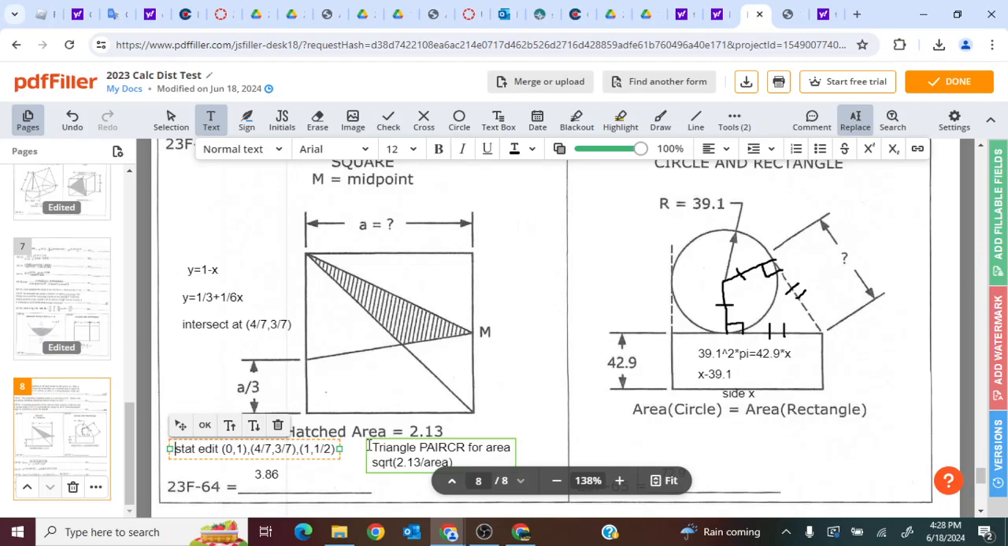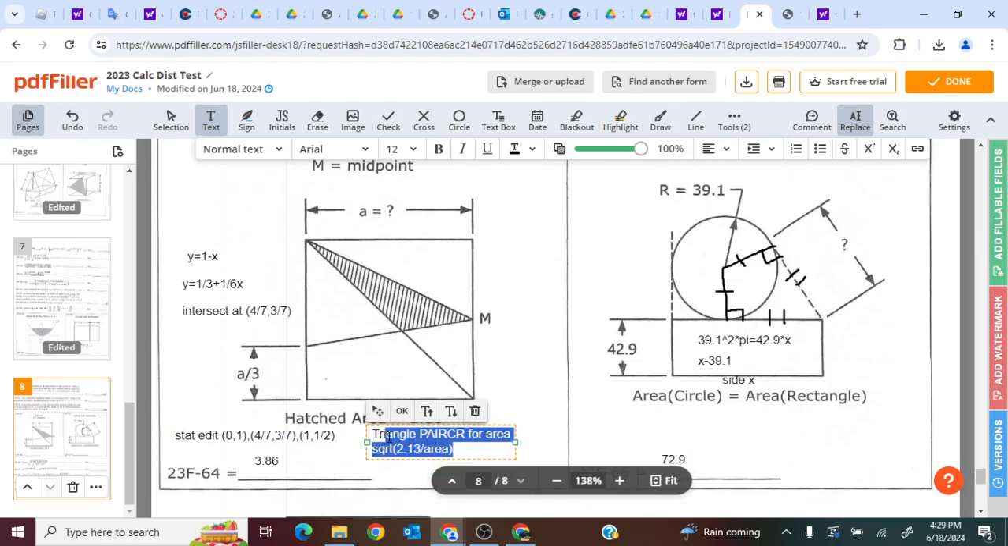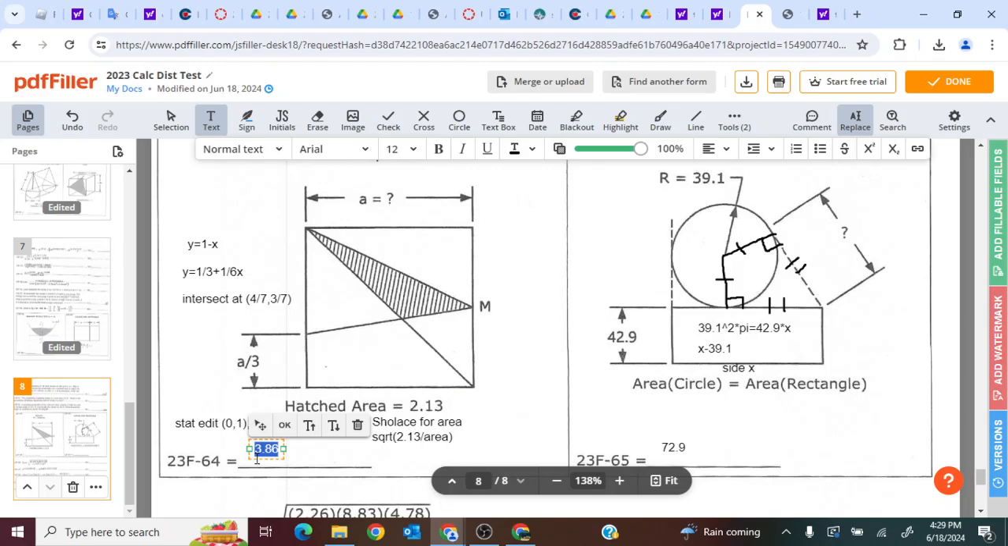Then you will use the shoelace program. You can go to Program, Polygon, 3 sides, and Shoelace. You don't use triangle pair circ. You use shoelace. So once you have that, since area is based on side squared, you got to take the square root of the actual area, 2.13, over your predicted area if A was 1. And if you do that, you get a value of A of 3.86.